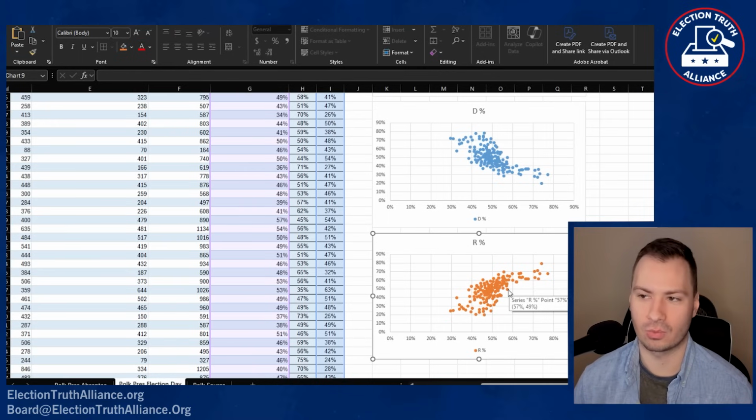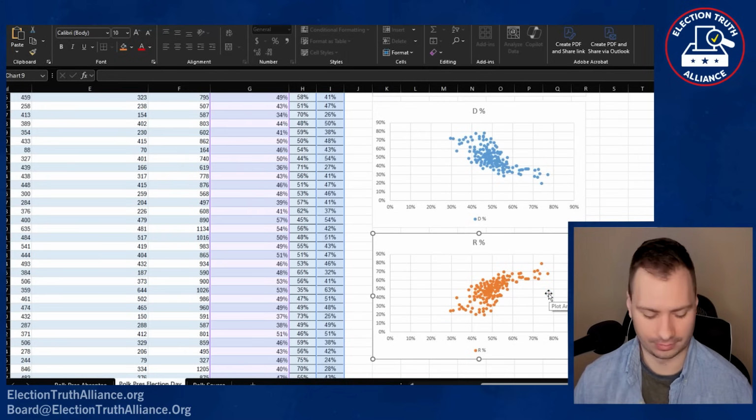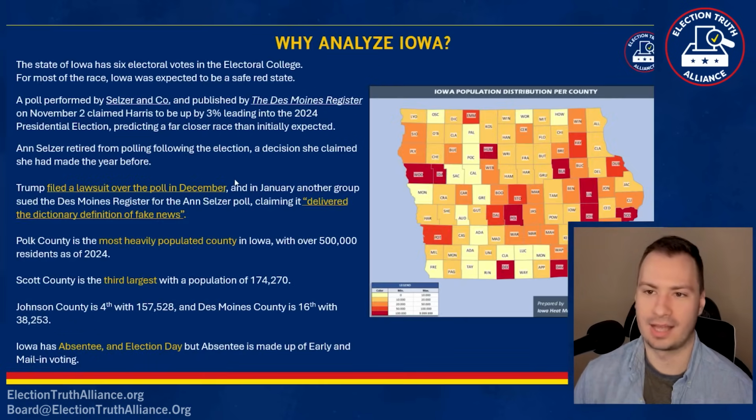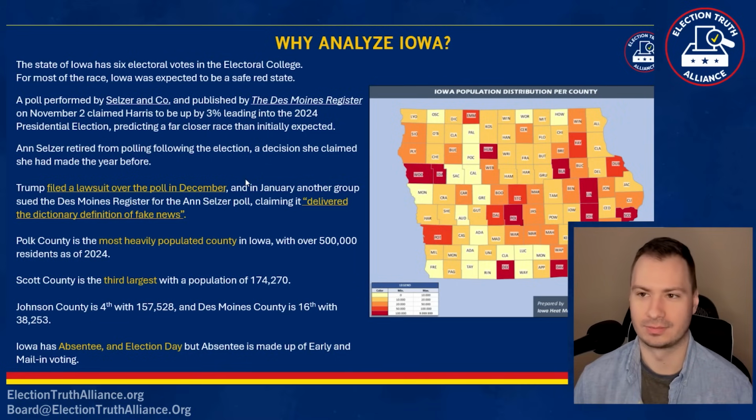And so to see this in one precinct or so wouldn't be amazingly weird, but to see this across all precincts is a concern. And so we'll actually jump into Iowa data, and we'll highlight why Iowa is important, but that is how you do a turnout analysis. So now we're going to pull up a PowerPoint. So this is Iowa. Iowa has 6 electoral votes in the Electoral College. It's not a very large state in that case.